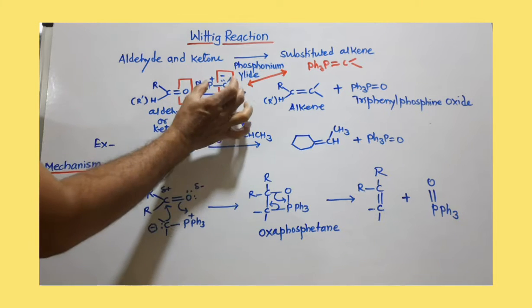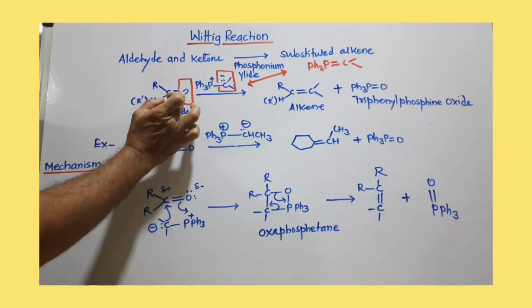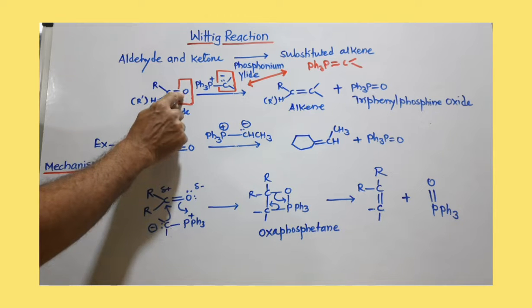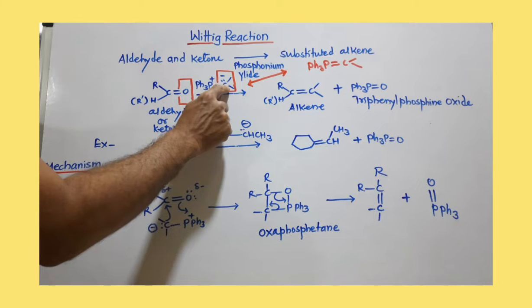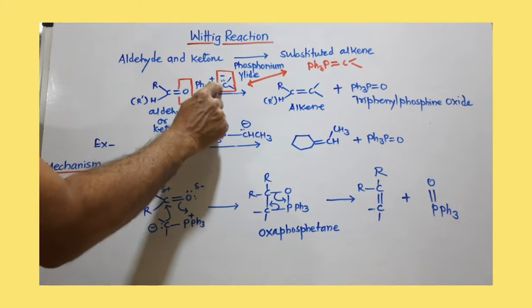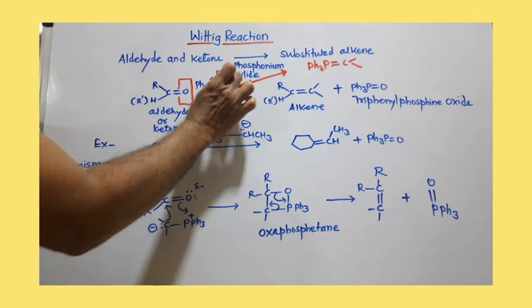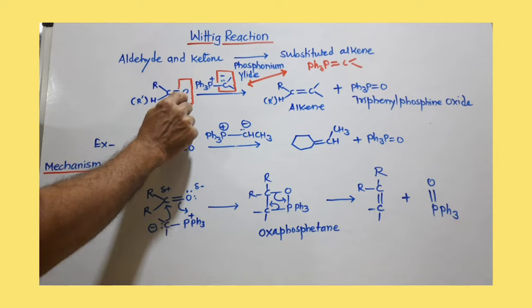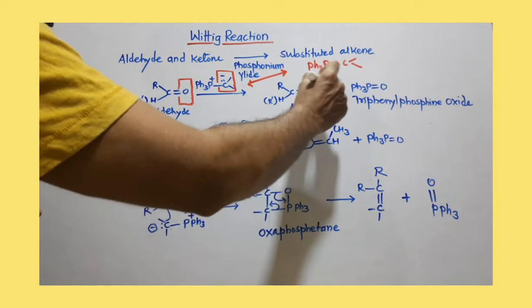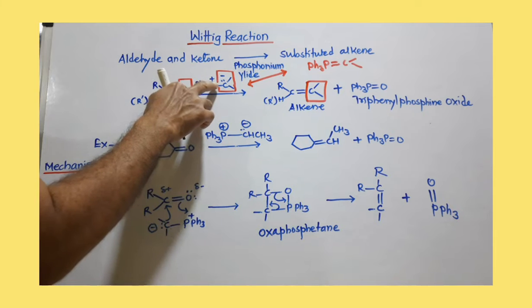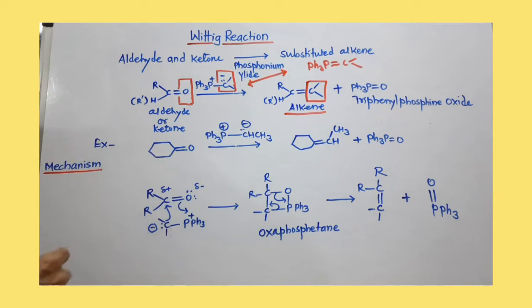You have to just break this part of the phosphorus ylide and replace it with oxygen. The oxygen of the aldehyde or ketone will go to the place of the carbon, and this carbon along with its substituent will directly go to the place of oxygen. So the double bond will remain as it is. You can see here this bond is now moved from this phosphorus ylide to the oxygen of this aldehyde or ketone to get an alkene. In fact, this is a substituted alkene.